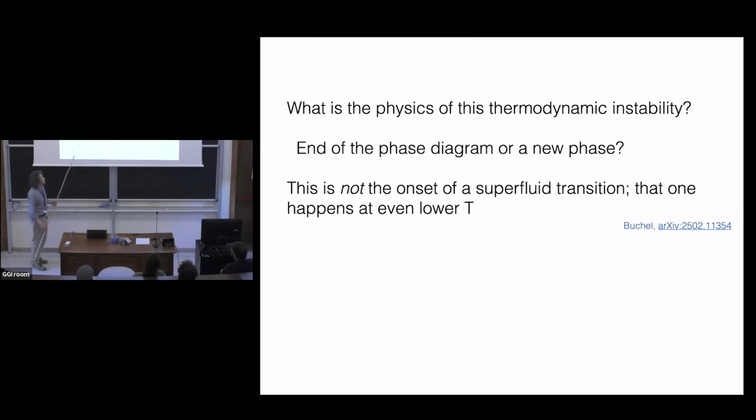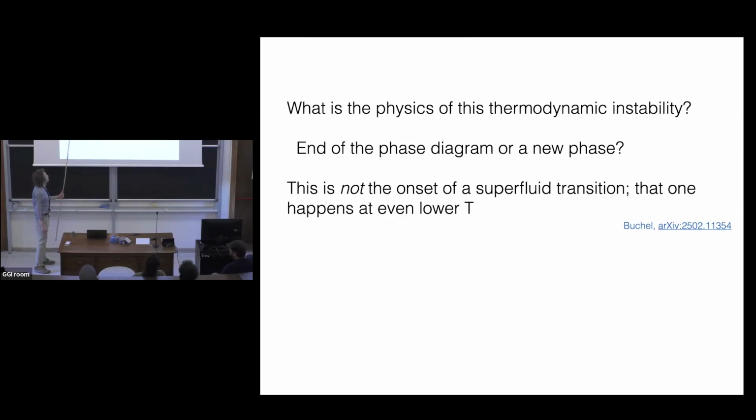So what is the physics of this thermodynamic instability? I just said that eigenvalues of the Hessian go negative. What does this mean? Well, there are two options. One is that this is actually the end of the phase diagram. It's like the free theory with finite chemical potential. There is no equilibrium state. That's it, nothing. Another option is that it's actually a new phase, but it's unclear what that phase is going to be at low temperature, high density.